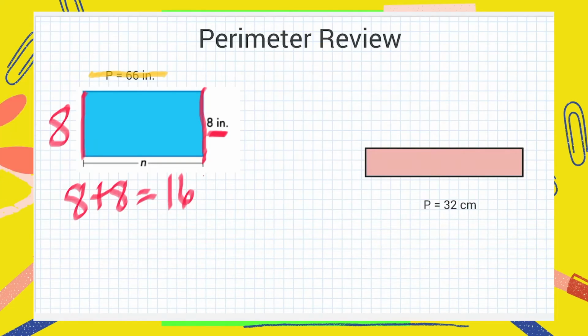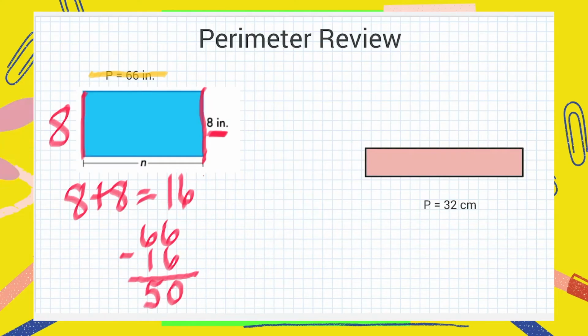Take a minute to think what I should do next. If you are thinking subtraction, that is right. So I'm going to take my 66 total inches and I'm going to subtract what I already know, 16 inches. 6 minus 6 is 0 and 6 minus 1 is 5. That means I have 50 more inches. The sum of these two sides is going to equal 50 inches.